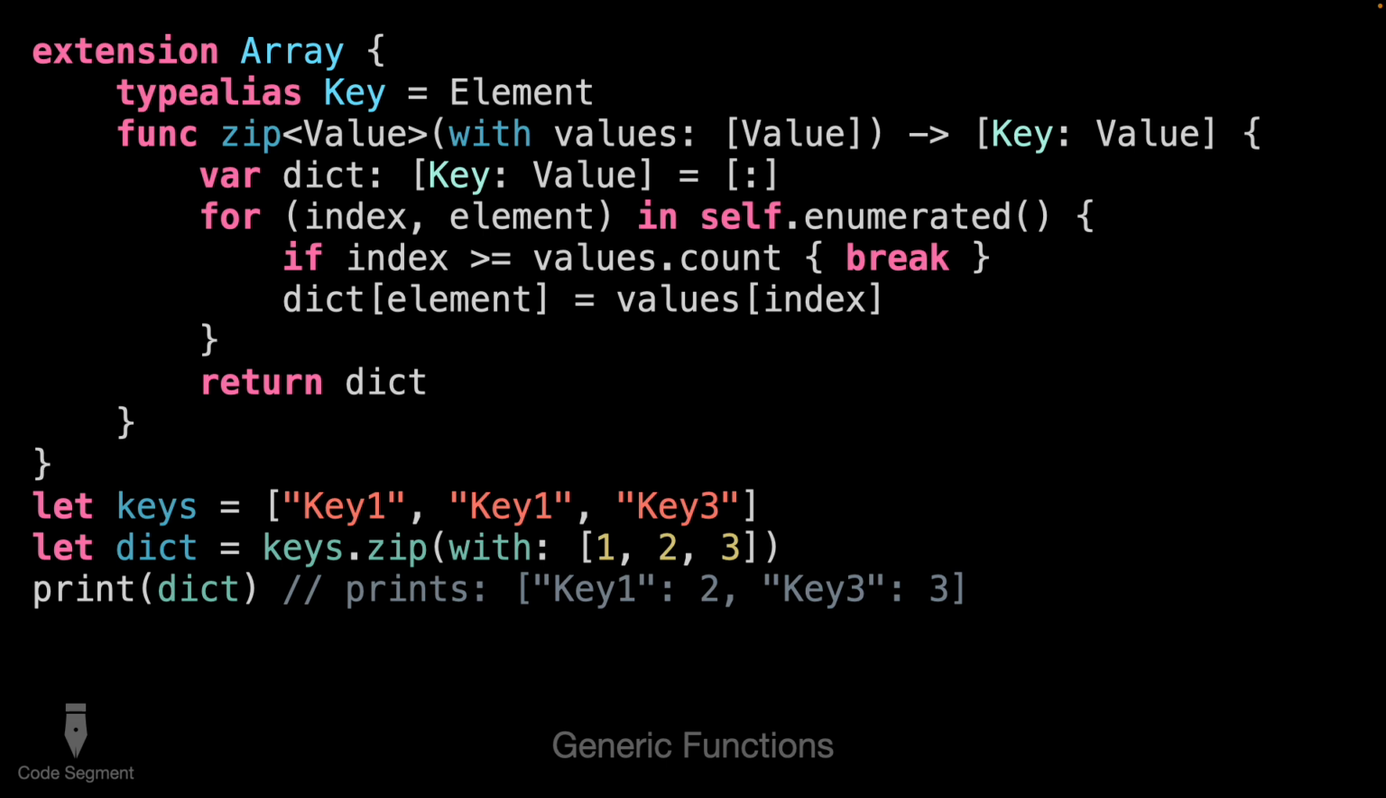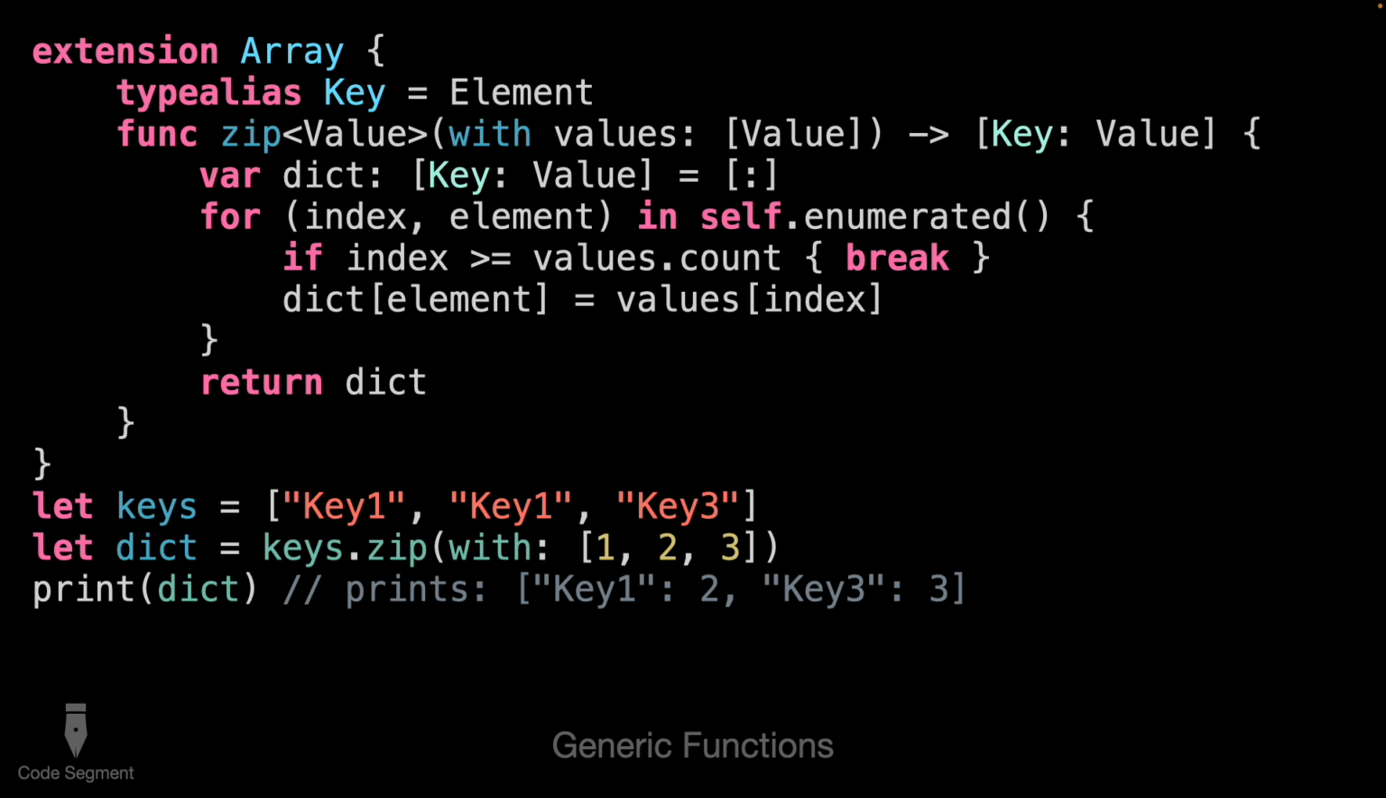So we can see that happening down here. If we say we have an array of strings here called keys, key 1, key 2, key 3, right? Then that means this is an array of strings, okay? So element, which gets set to key, right? Change the name just for us because we're special, right? Key is the type, and the type in this case is string, okay? So if we call zip on the keys constant, then key is going to be string, okay?